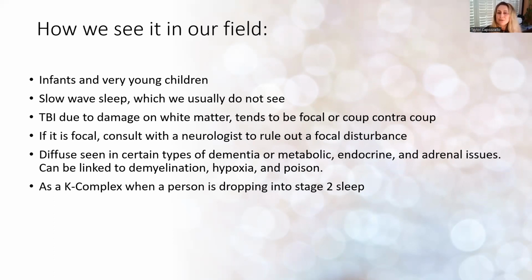It's also, we'll see it diffuse, seen in certain types of dementia or metabolic, endocrine and adrenal issues. It can also be linked to demyelination, hypoxia, and poison. And finally, we'll see it as a K complex when a person is dropping into stage 2 sleep. So at that point, it's going to look like a delta wave, and it technically is, but we're going to talk a little bit more about that later.